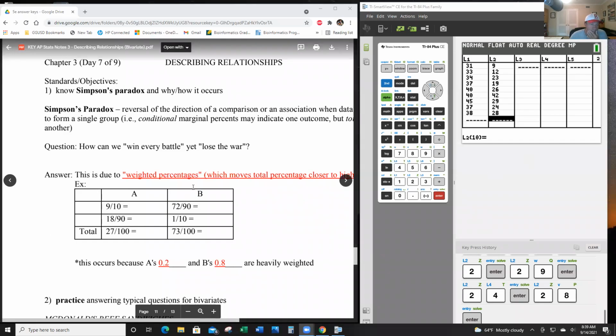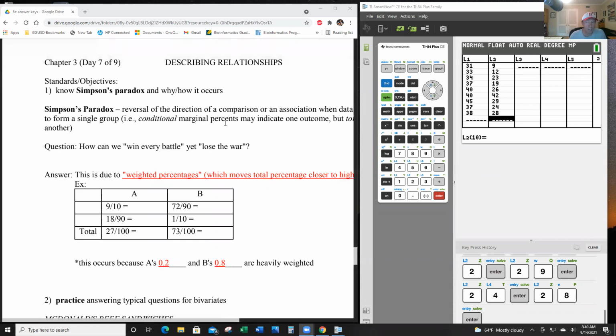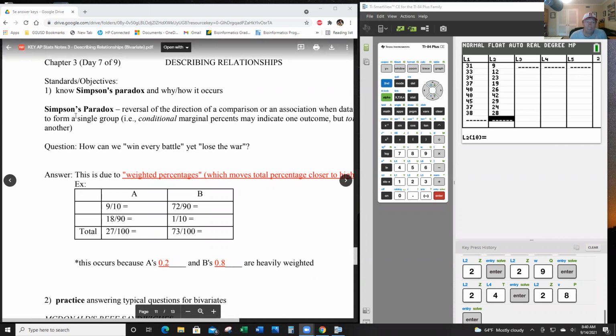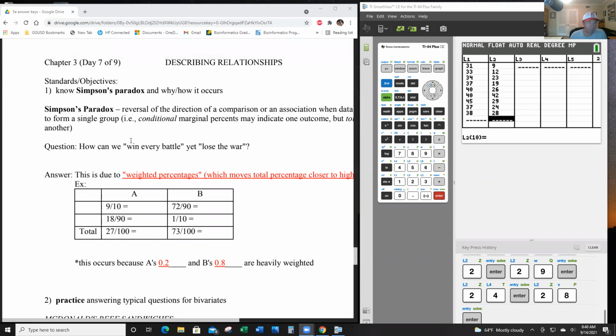All right, chapter 3, day 7. This will be good. I start off with slipping in something about Simpson's paradox. This is not an AP standard. I just enjoy it. I am not going to cover this. It's not tested, so don't worry about it. It's something I would do live for fun, and I have other examples.